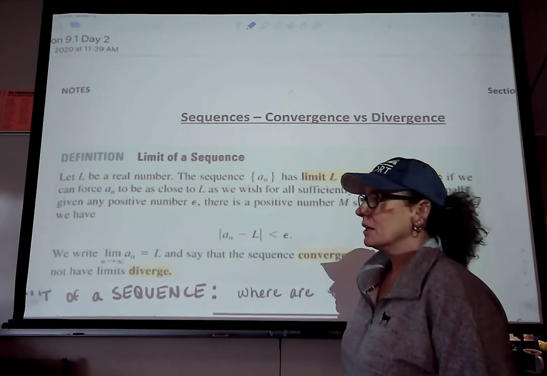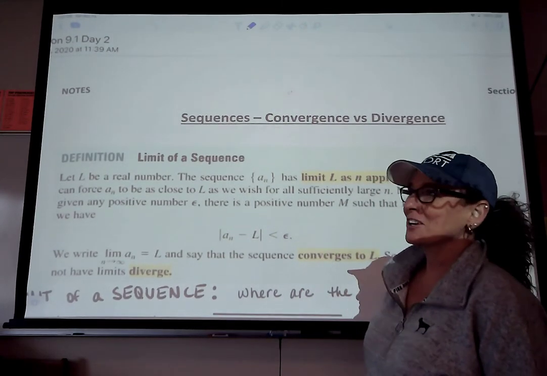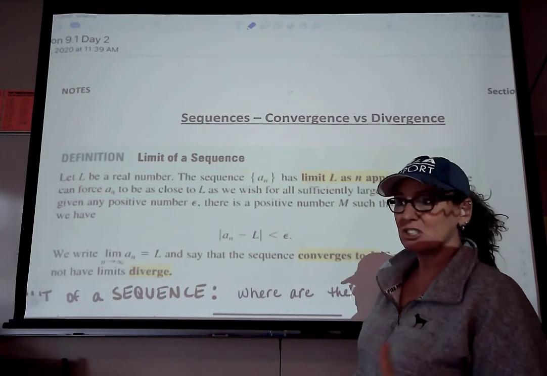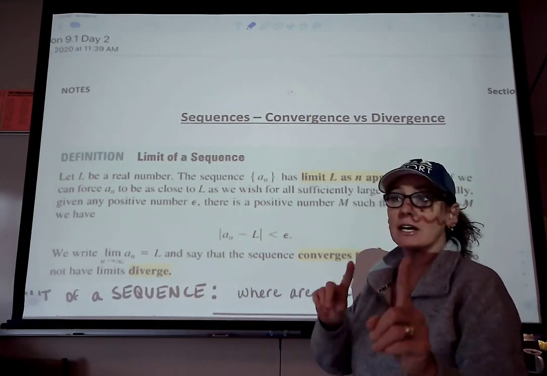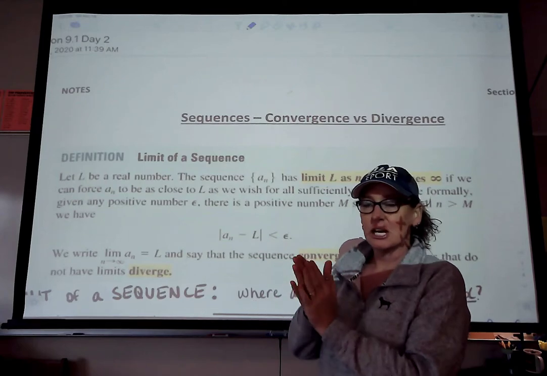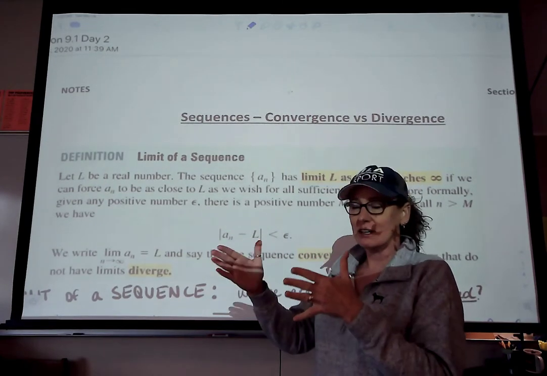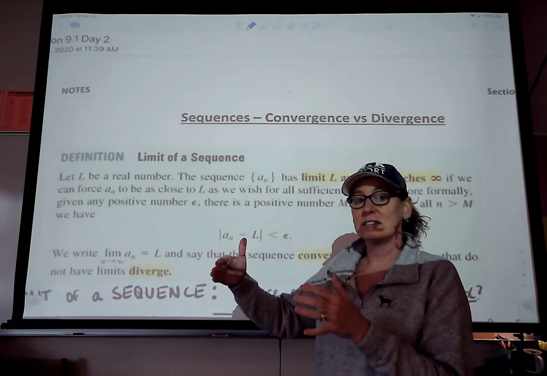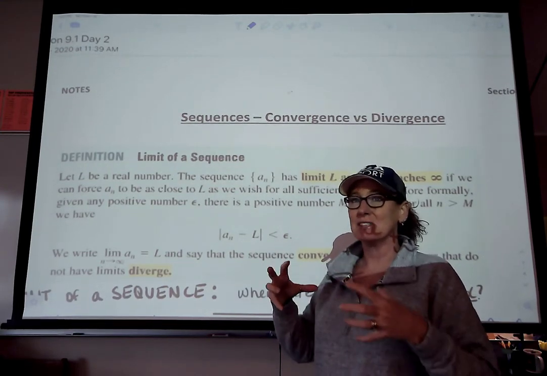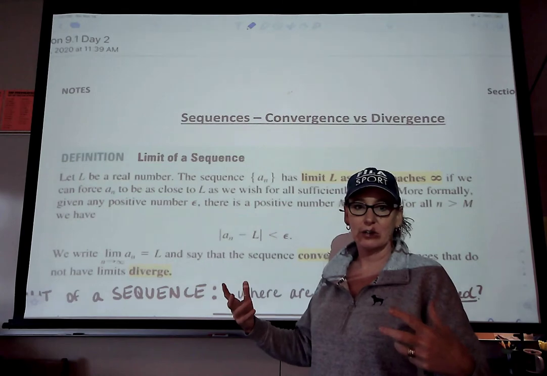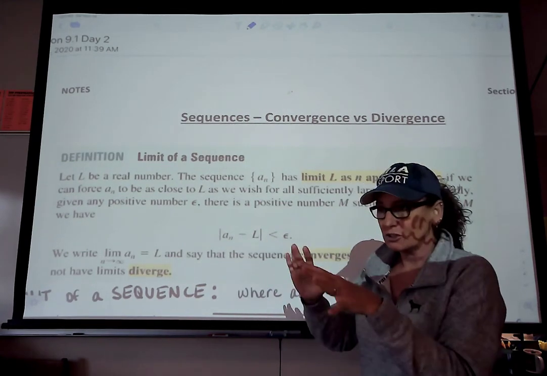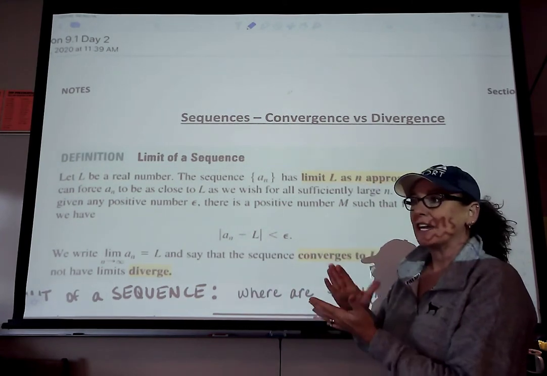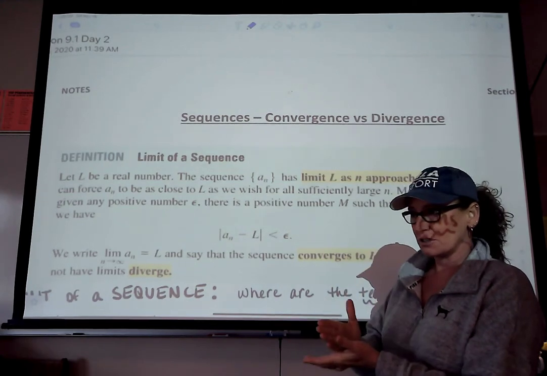Still working on limits. Still working on sequences, which is just a list of numbers, okay? And by the way, we're not getting into series yet, but the difference between a sequence and a series: a sequence is a list of numbers, like with commas. A series is when we take that entire sequence and add all the terms together. We're not there yet. We're just doing sequences for right now. So we're just looking at lists of numbers.